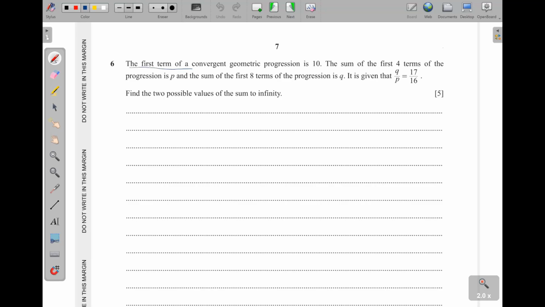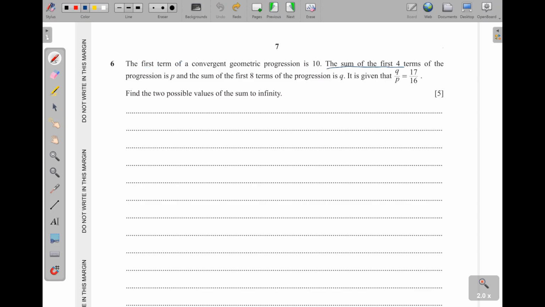Question 6. The first term of a convergent geometric progression is 10. Convergent geometric progressions are the ones that have a sum to infinity. They never end, but as you keep on adding the terms, they will always settle down to one figure. So those are convergent. They come to one value.